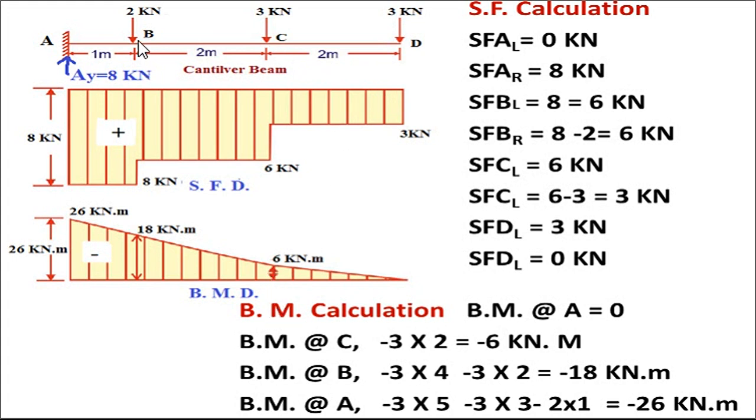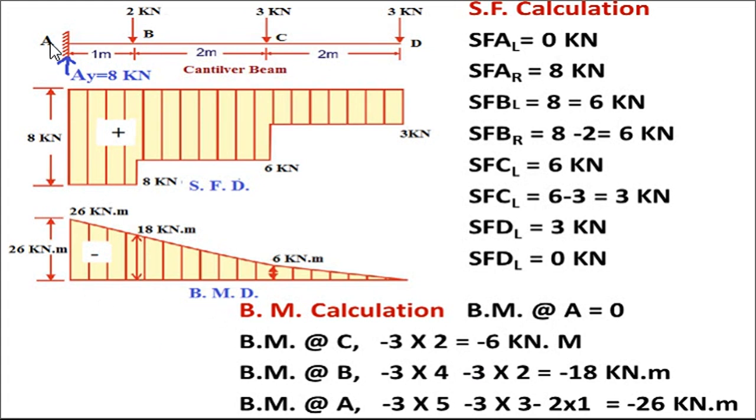Now bending moment at B. Bending moment at B क्या होगा? Bending moment at B, this 3 into distance from B to D, it is 2 plus 2, 4. So minus 3 into 4 minus 3 into 2, okay, minus 3 into 4 minus 3 into 2, minus 18. You just draw this minus 18 downward.